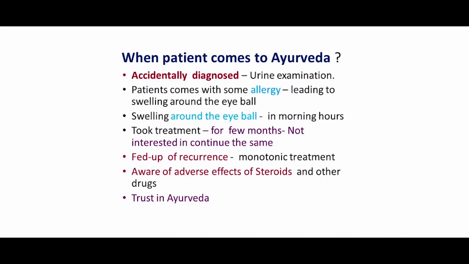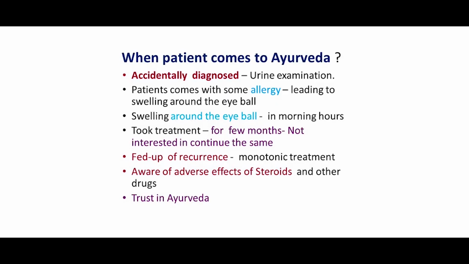With this complaint, the patient comes to you. Or the patient took treatment for nephrotic syndrome for many months or many years, and then he is coming to you, or he is not interested to continue with the steroid or routine treatment. Or the patient comes to you after he is fed up of recurrence, or the monotonous treatment of going on taking steroids and going on taking steroids.